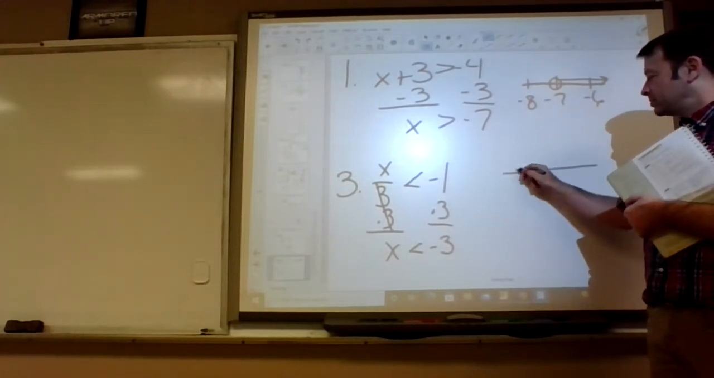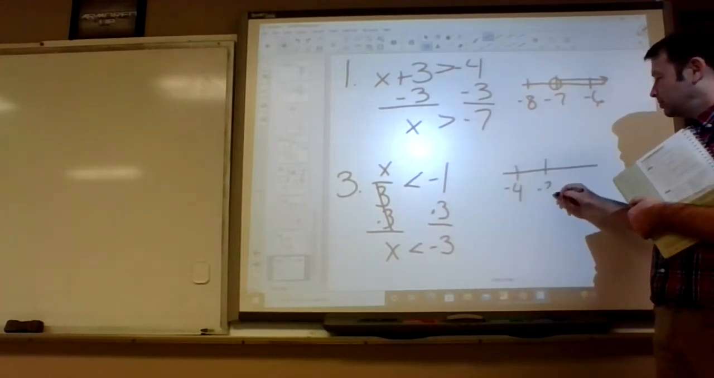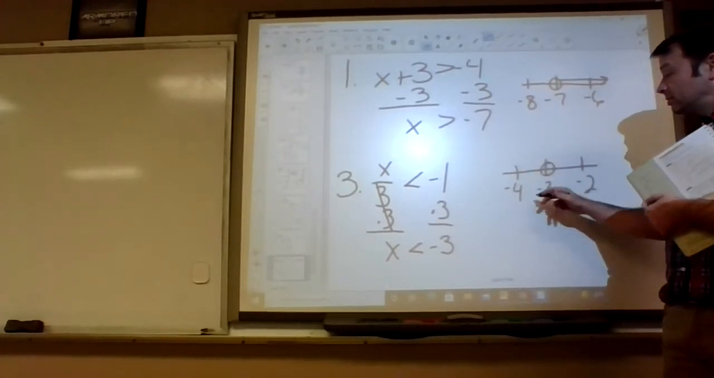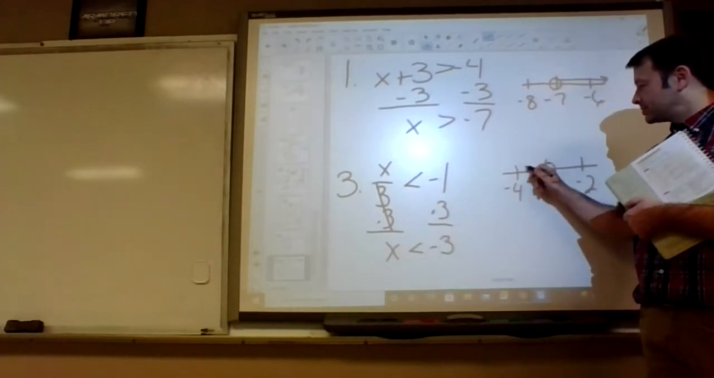Grant, open or closed circle on this one? It would be an open circle, going to the left. Less than is that way.